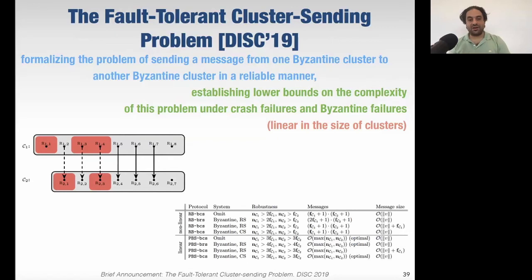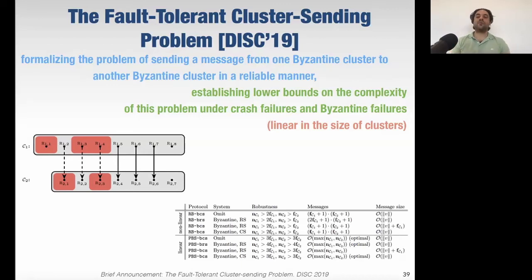And for example, here, as you can see, the red boxes are the malicious or the failed nodes, and we want to ensure that there is at least one communication between two nodes that are not malicious. Now we study the theoretical underpinning of this model, and then we show the optimality, the lower bound and the linear complexity of this. This was also a piece of work that appeared in DISC 2019 last year as well.